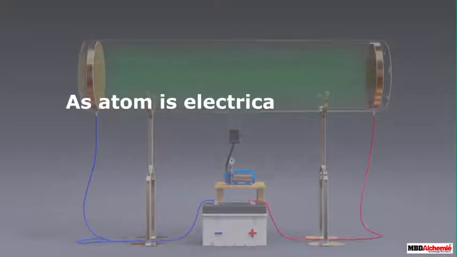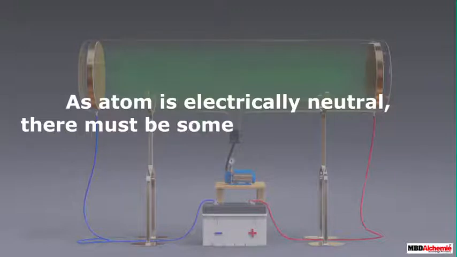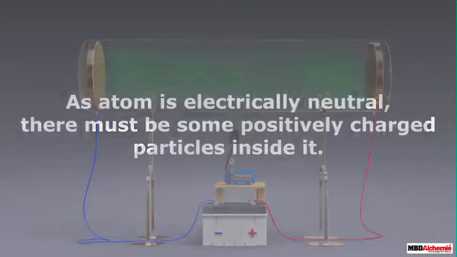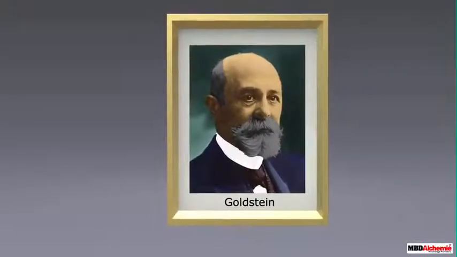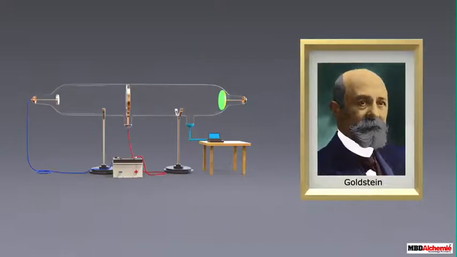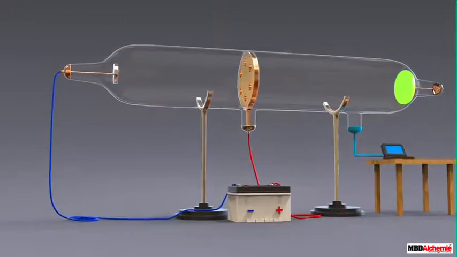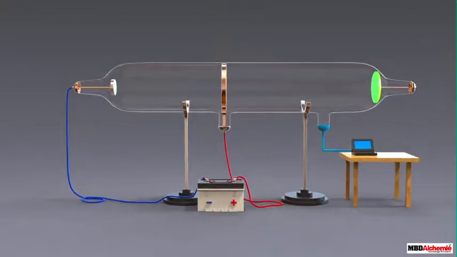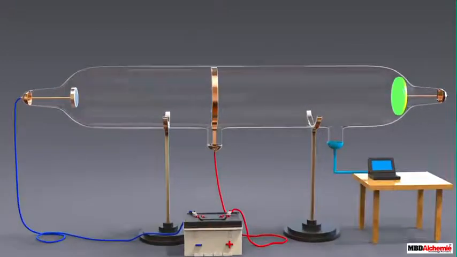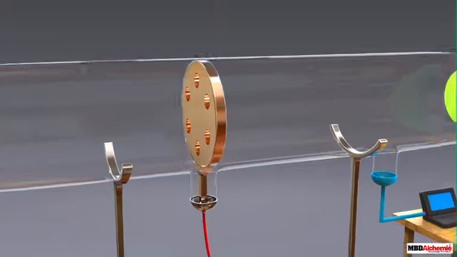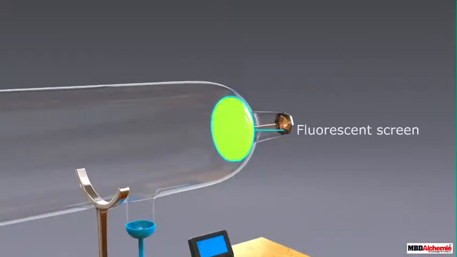Since atoms are neutral, it was concluded that some positively charged particles must also be present in the atoms. These positively charged particles were later discovered by Goldstein in 1886 as protons. The experiment set up for the discovery of protons was similar to the cathode ray tube experiment we saw before. The only difference was that Goldstein took a perforated cathode in the middle and the fluorescent screen at the other end.